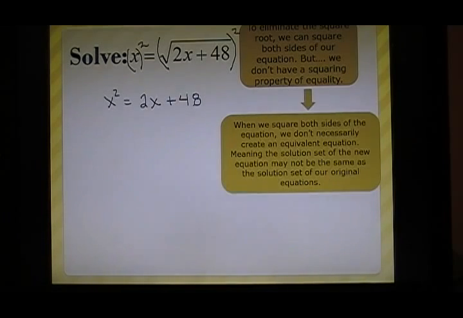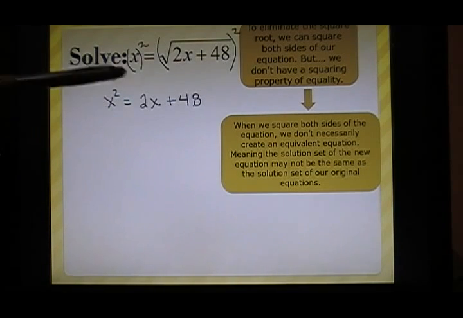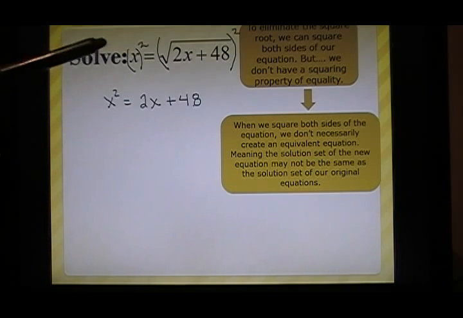But when we square both sides, we don't necessarily create an equivalent equation because we don't have that squaring property of equality. So the solutions to this may not necessarily be the solutions to this, but if our original equation does have solutions, we'll find them in the solution set to this equation here. And so now we can go through and solve that equation.